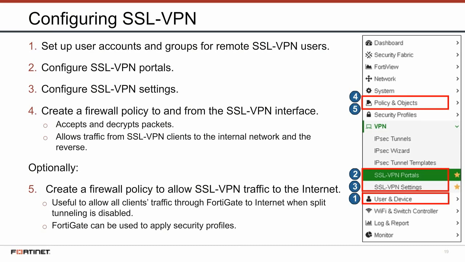5. Optionally, configure a firewall policy to allow traffic from the SSL VPN client to the Internet and apply security profiles. User traffic will go to the Internet through FortiGate, where you can monitor or restrict client access to the Internet. Some steps can be configured in a different order than what is shown on this slide.